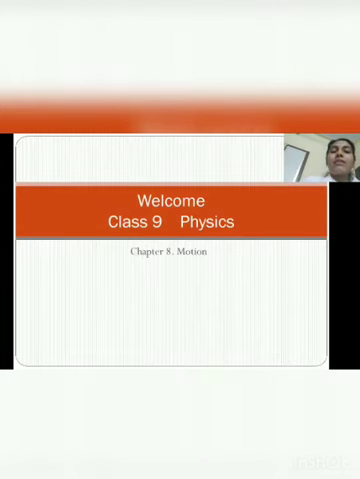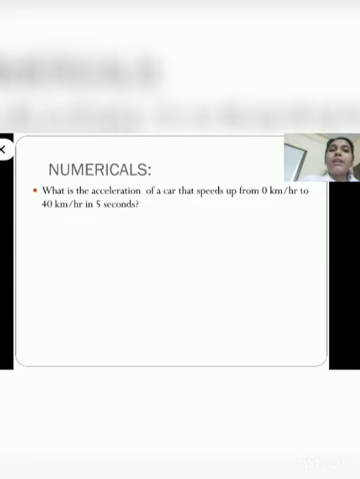Children, as we discussed in our introductory video, let's start to solve the numericals of this chapter. Okay, this is going to be the first numerical of this chapter. What is the acceleration of the car that speeds up from 0 km per hour to 40 km per hour in 5 seconds? So here, the initial speed of the car is 0 km per hour and the final speed is 40 km per hour.